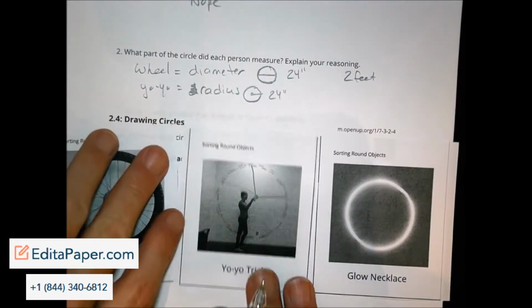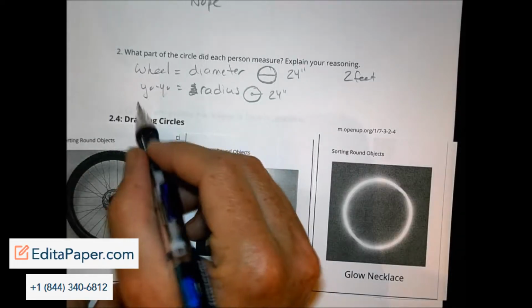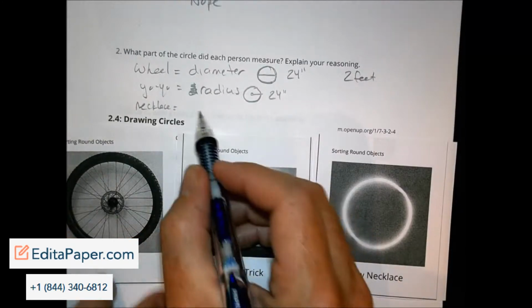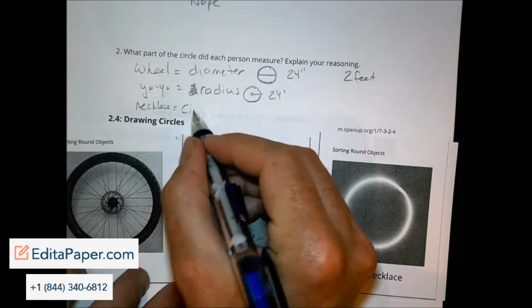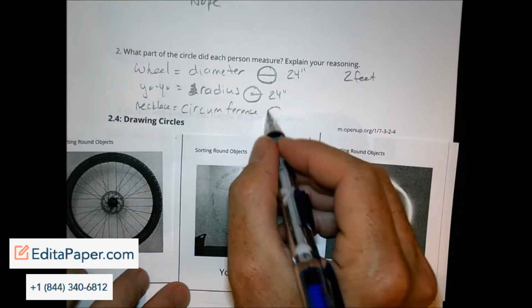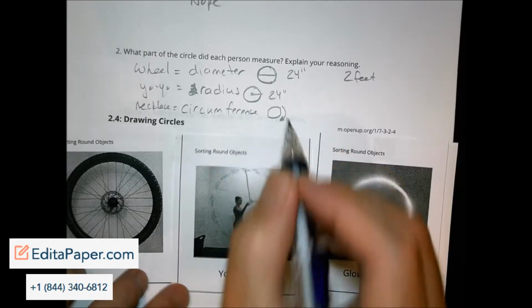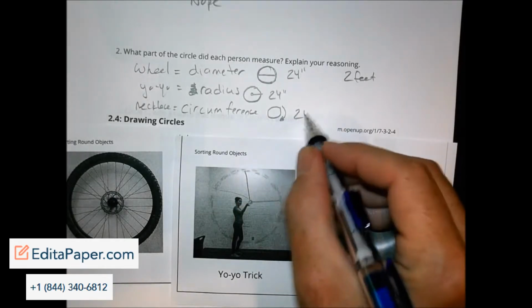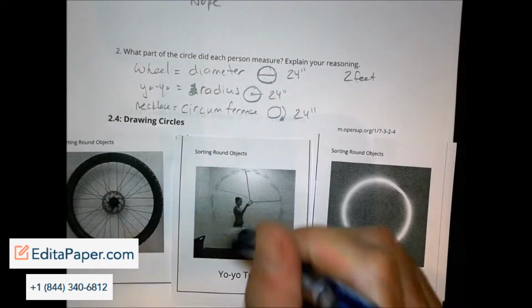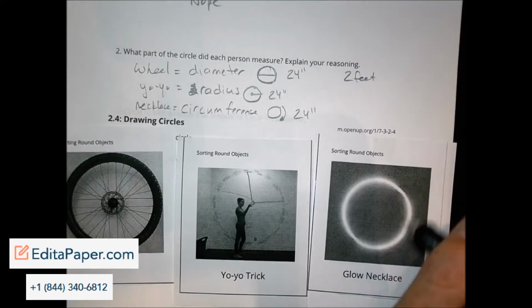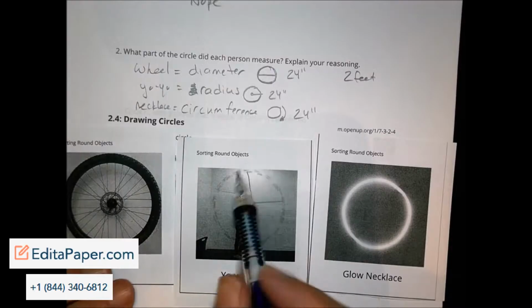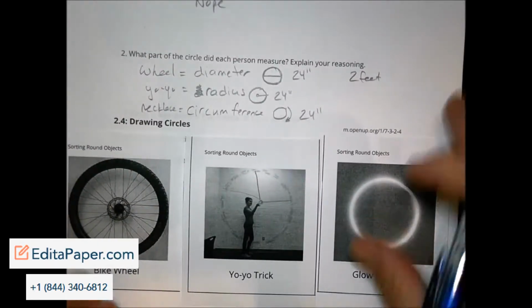In terms of the necklace though, the necklace is a whole different thing, because now 24 inches makes more sense in terms of what we call the circumference. The circumference is the distance around the object, and that's how they got 24 inches there. So the 24 inches all represent different things, whether it be the diameter, the radius, or the circumference, the distance around the object. These are all three different tools we use to describe and measure the sizes of circles.